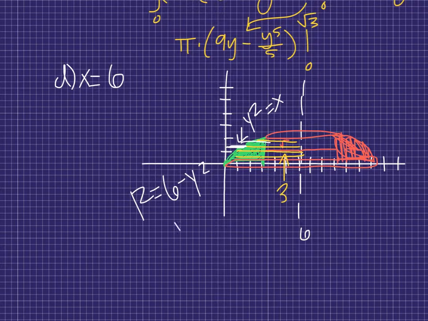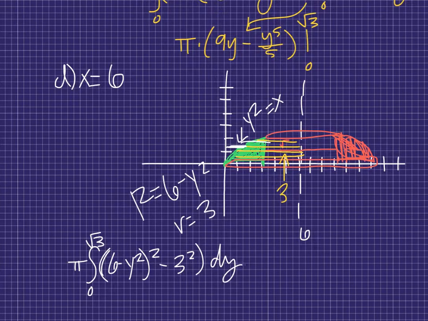So big R is 6 minus y squared, little r is 3. My integral is going to be in terms of y, so it's going to be from 0 to square root of 3 for the same reasons as above. And then it's going to be big R squared minus little r squared dy.